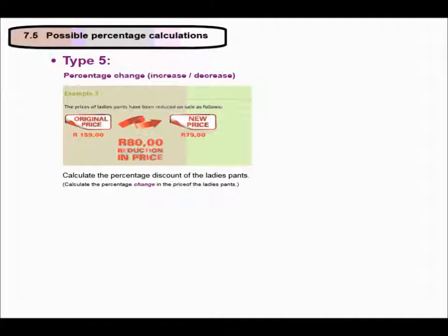Let's look at type 5, percentage change. This is the most difficult of all the percentage calculations. So think of it as saying, okay, calculate the percentage discount. So my answer has got to be a percentage. And I often say, oh no, this is such a difficult calculation. No. So I'm going to say new minus old over old times by 100%.